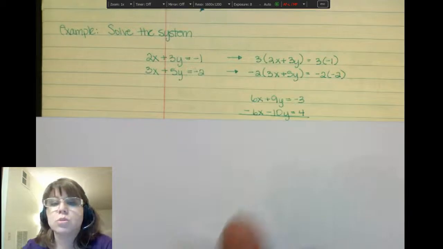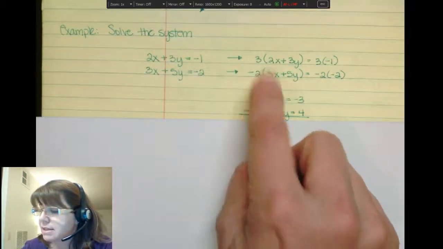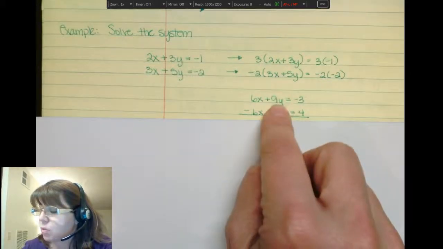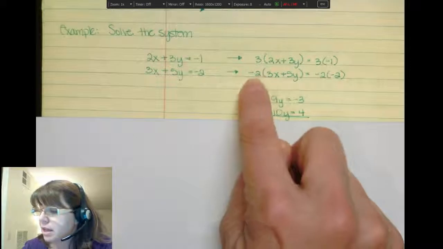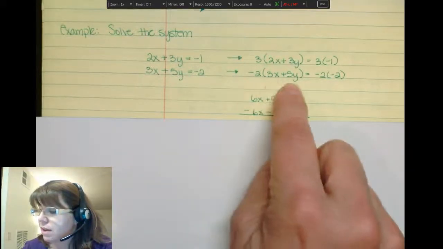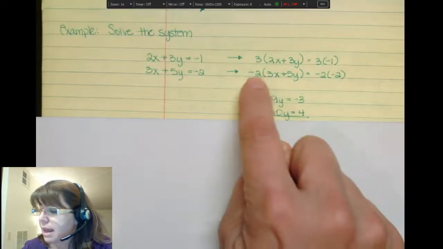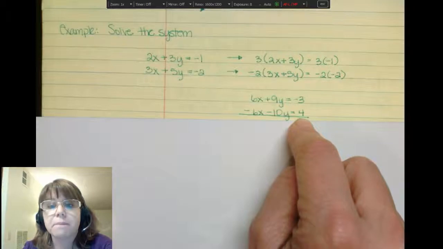That gives me the two new equations: 3 times 2x is 6x, 3 times 3y is 9y, 3 times -1 is -3. -2 times 3x is -6x, -2 times 5y is -10y, and -2 times -2 is a +4.